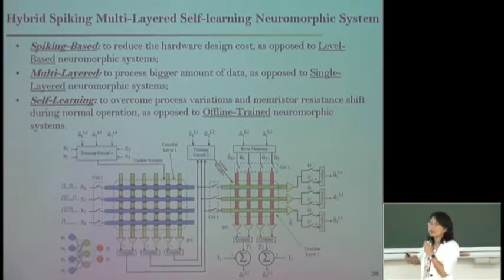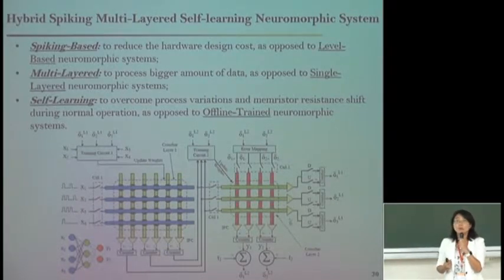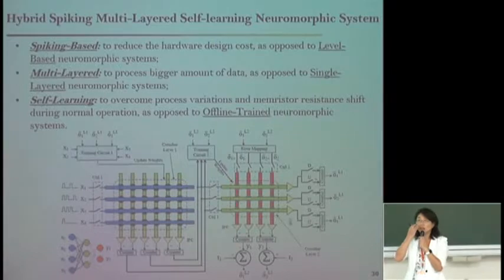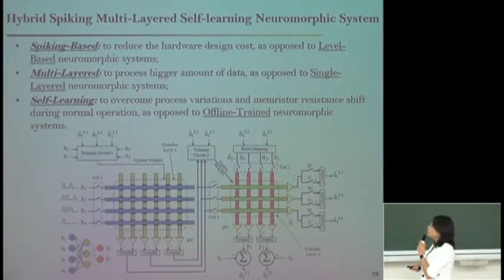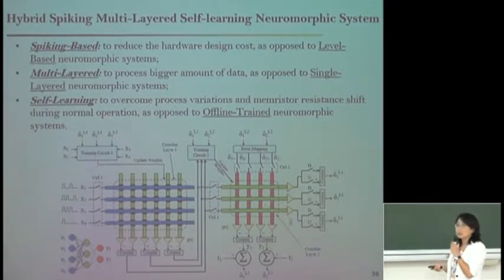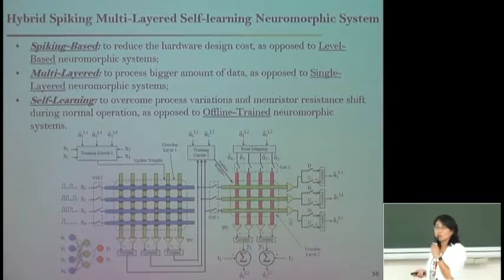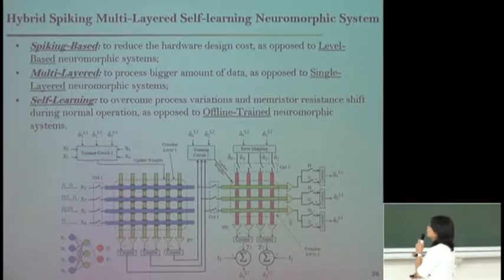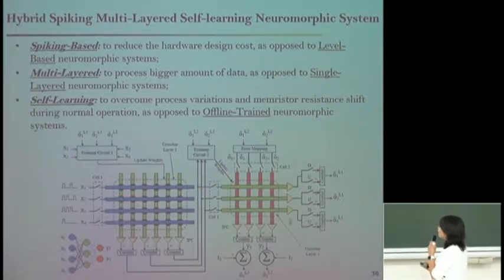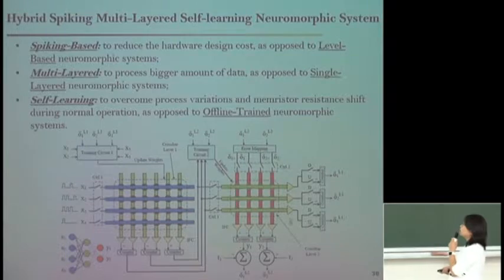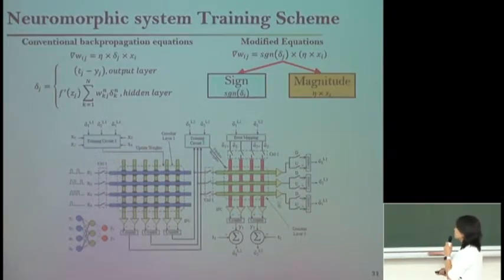So previously, I tried to spend time to introduce thoroughly our design concept. The previous designs were for the single layers, mainly to explain how the design works. We are also trying to extend the work to multi-level designs, and here is the example. This is a hybrid spiking multi-layer self-learning neuromorphic system.